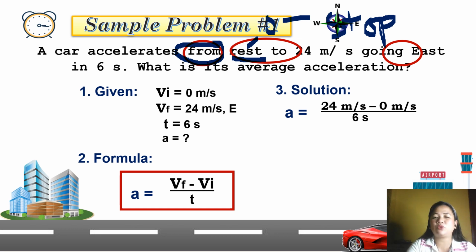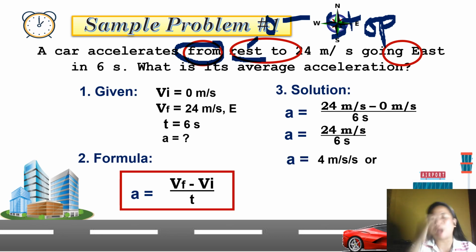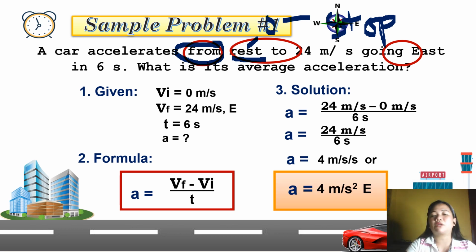Okay, so let's substitute. Our Vf is 24 minus your Vi is 0 over the time. So 24 minus 0 is 24 meter per second. And we have to divide it by time. So our answer is 4 meter per second squared. Now, the question, ma'am, don't they cancel? Didn't we teach you that if there is the same unit, you have to cancel? In this case, why did it become squared?